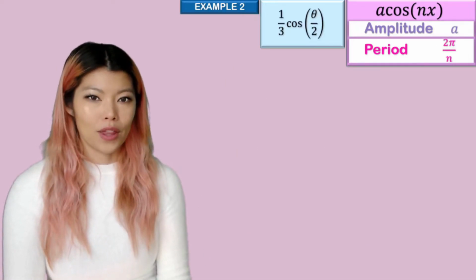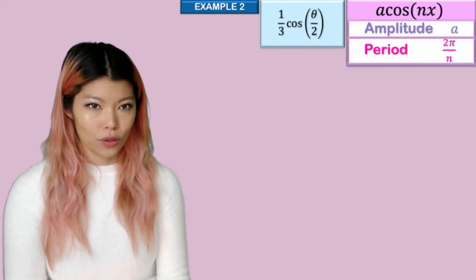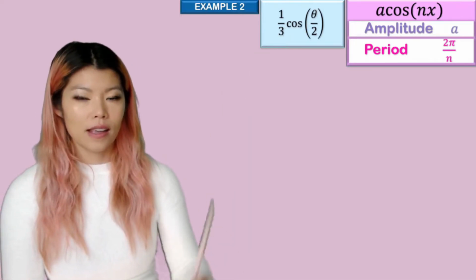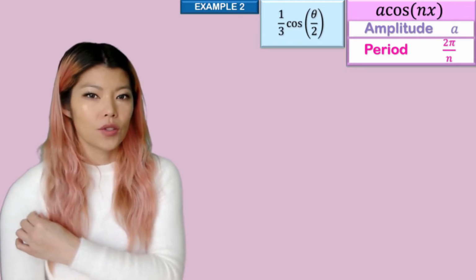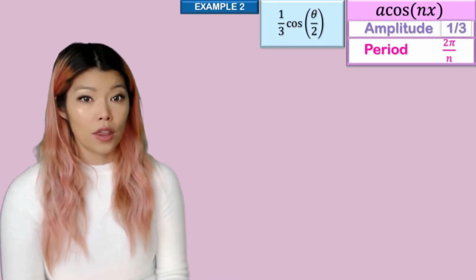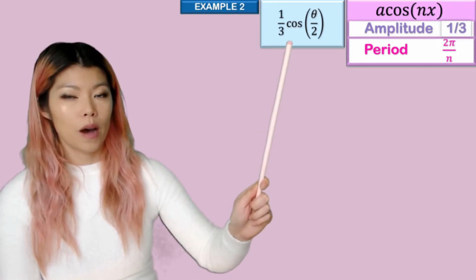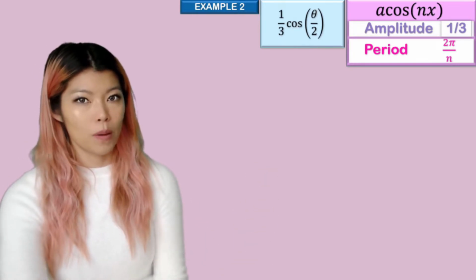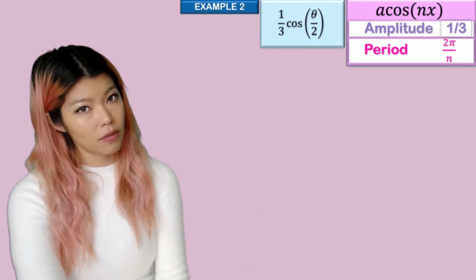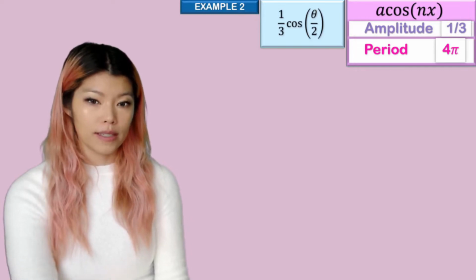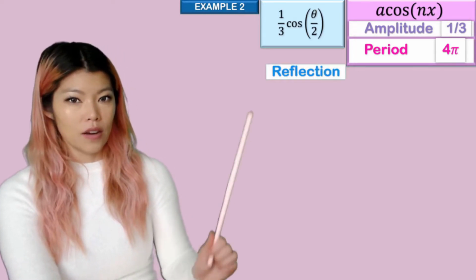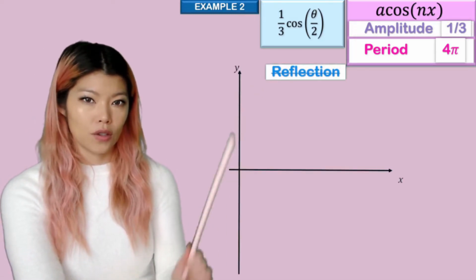Let's do another example, a third cos theta over 2. Recall that we can use theta, t, x, whatever letter we want. So a third means the amplitude is a third, and our period is 2 pi over a half. 2 divided by half is 4. So the period is 4 pi. So is there a reflection? No, there is no negative there.